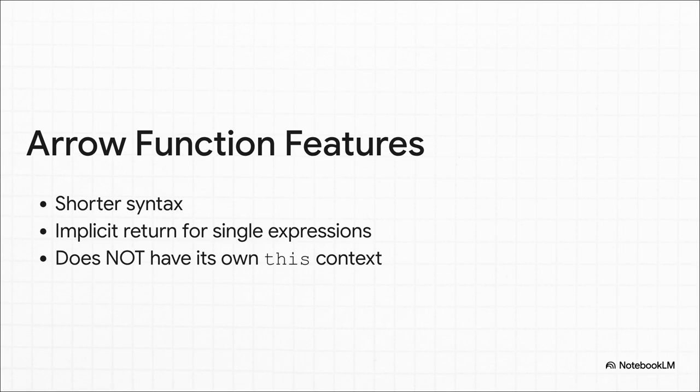The shorter syntax is great. We love it. The implicit return is awesome. But that third point on the screen, that is the real reason arrow functions are a game changer. They do not have their own this context.